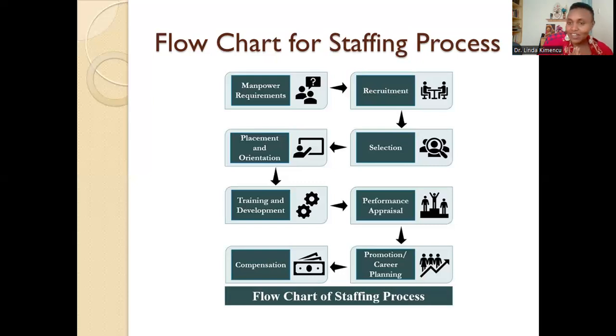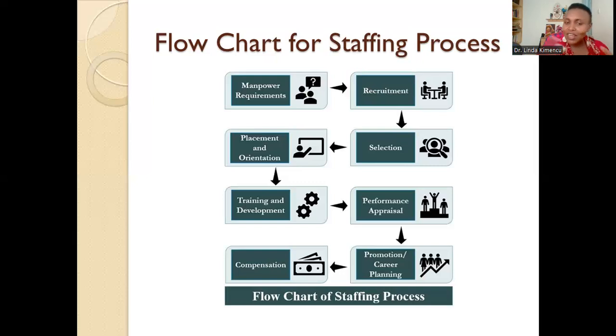And then once you've identified that person, then you do the placement and orientation. Some organizations can give you a probation period of like 6 months. And in those 6 months, they're trying to understand you. Maybe they're trying to understand whether you're the right candidate for that job. And at the same time, they are orienting you. Orienting is where you've done something like on-job training so that you can also have the skill sets that are required for that organization on the job.